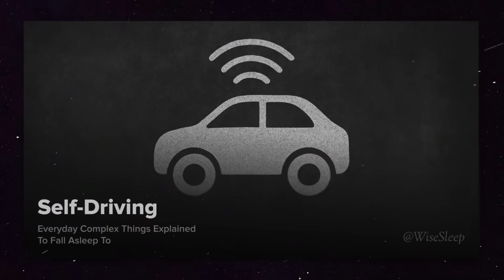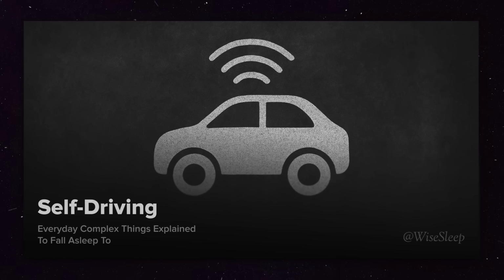Self-driving. You may have seen a car driving itself through traffic with no hands on the wheel. That's a self-driving car. Self-driving, or autonomous driving, refers to a vehicle that can operate without direct human input. Instead of relying on a driver, the car uses a combination of sensors, software, and maps to understand its surroundings and make decisions on the road.